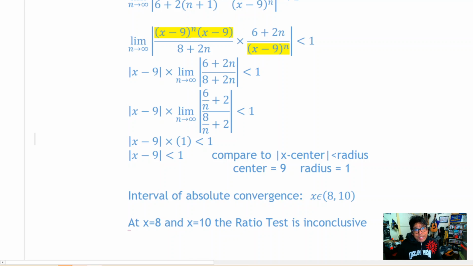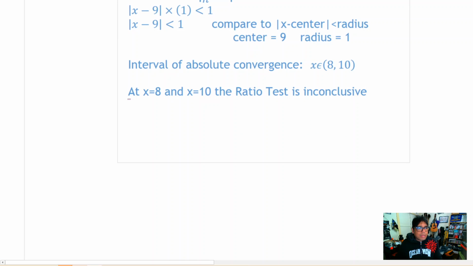And at x equals 8 and x equals 10, the ratio test is actually inconclusive. So we're going to have to do something to check whether or not the series is going to converge at 8 and whether or not the series is going to converge at 10. Now the typical way to do this is to substitute 8 and 10 into the series.